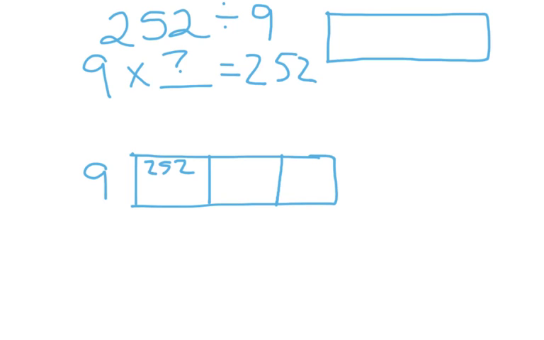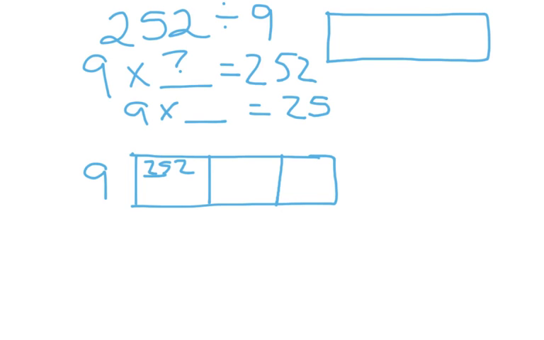Well, here's a strategy Mr. Bradsby taught us. He said, look at the first number. Can I multiply 9 times anything to get 2? Well, no, because 9 is much bigger than 2. Now let's move to the next digit. How about 25? 9 times what is going to get me close to 25? And the reason why we want to look at 25 is because we want to take this digit by digit, all right? And we want to see 9 times what is going to get me close to 25.